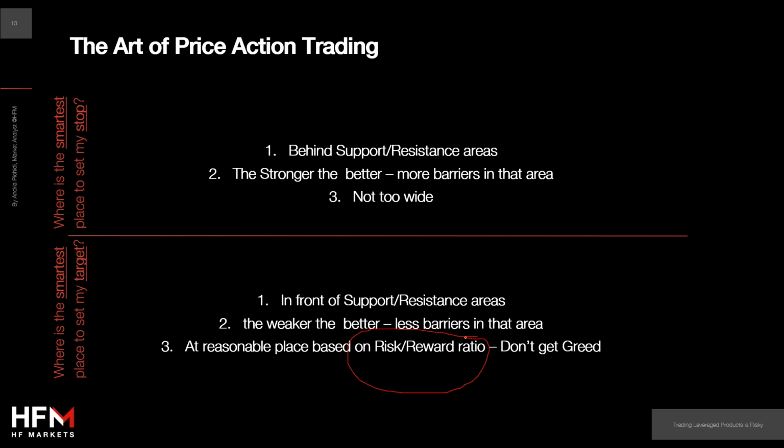An idea is to use as your stop the levels behind the support and resistance levels, like we showed, or at the latest high, not too wide though, okay? As for targets, a smart way to place your own target is in front of a support or resistance level, depending on the direction of the market. The weaker the better, fewer barriers in the area. Or if you're going to use your risk and reward ratio, make sure that you're placing it at a reasonable place and don't get greedy.